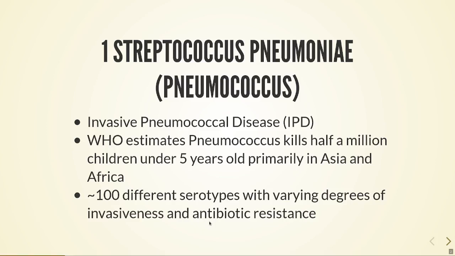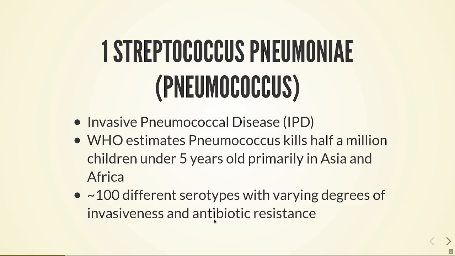It is usually harmless in most adults, but in young children and in the elderly, it can invade the bloodstream, the brain or the lungs, causing meningitis, bacteremia, and pneumonia. This is called invasive pneumococcal disease. The World Health Organization estimates that pneumococcus kills 500,000 children under 5 years old, primarily in developing countries in Asia and Africa, each year.